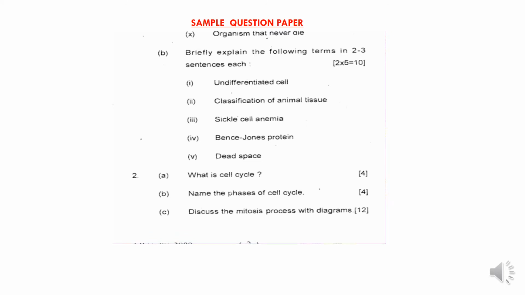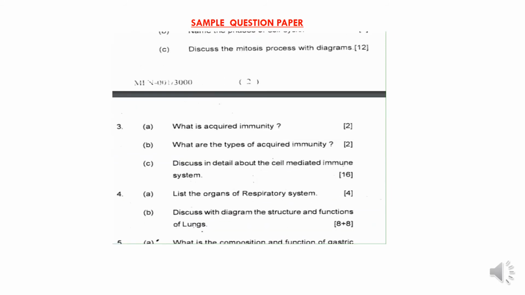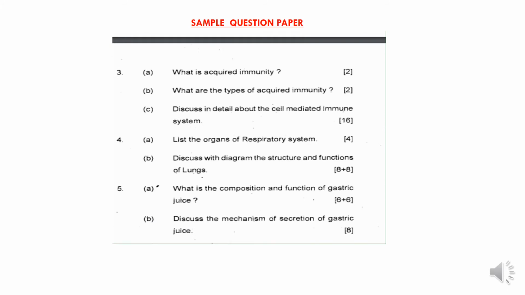If you see the explanation questions, other than this 1-mark section, they are chapter-wise. Like, what is the cell cycle? It is all from the cell. What is the cell cycle? Name the phases of the cell cycle. Discuss the mitosis process with a diagram. The next question is from immunity. What is acquired immunity? What are the types of acquired immunity? Discuss in detail the cell-mediated immune system. So you will know that every chapter has 1 question, so you can leave some chapters also. Sometimes if there are 12 chapters, you want to do only 10, but you don't want to do the other 2, right?